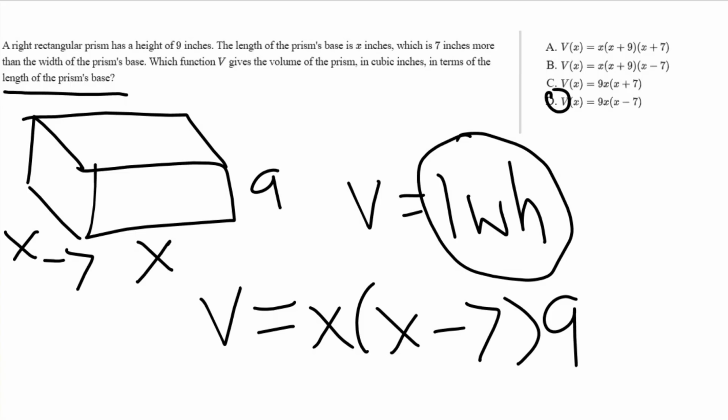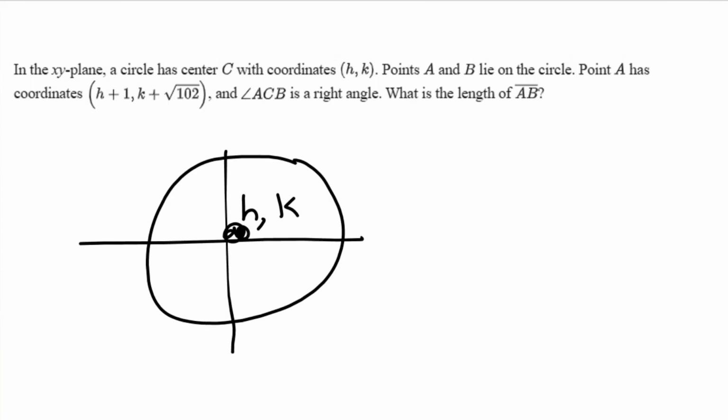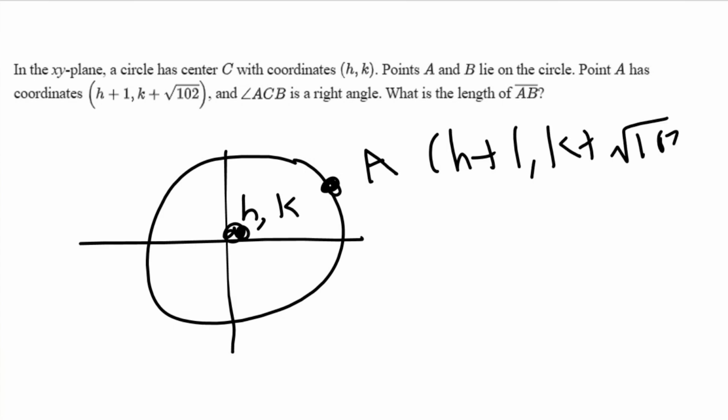Final problem. In the xy plane, a circle has center C with coordinates h, k. Points A and B lie on the circle. Point A has coordinates h plus 1, so that means you're going to have somewhere further out here. We'll call that point A, which is h plus 1, k plus the square root of 102.